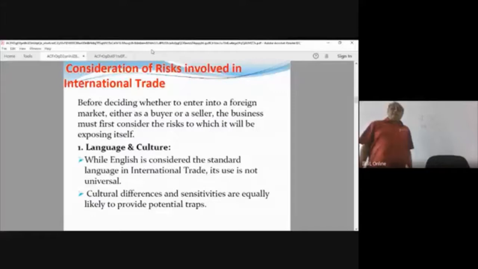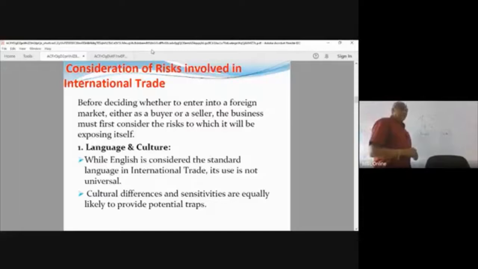Consideration of risk involved in international trade operations. Before deciding whether to enter into a foreign market, either as a buyer or a seller, the business must first consider the risk to which it will be exposing itself. When you first enter into the export market or import market, the transaction will be between the buyer and the seller. We have to see both buyer and the seller are getting themselves exposed to various risks. So it's our duty to mitigate the risk and advise the customer, right?